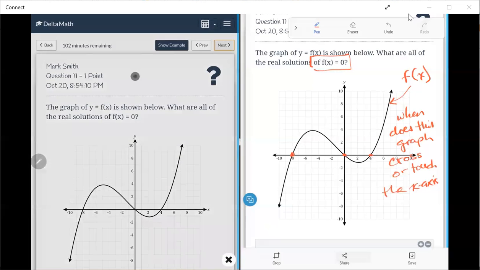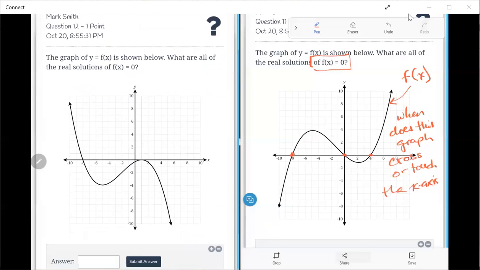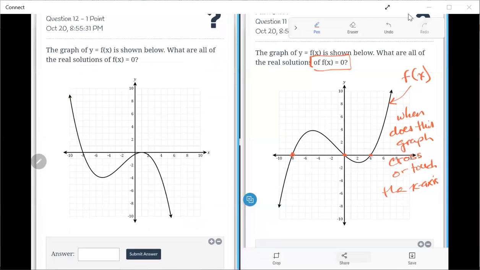And the next question is the same. So we can see that in this case, it touches or passes through the x-axis in 2 points.